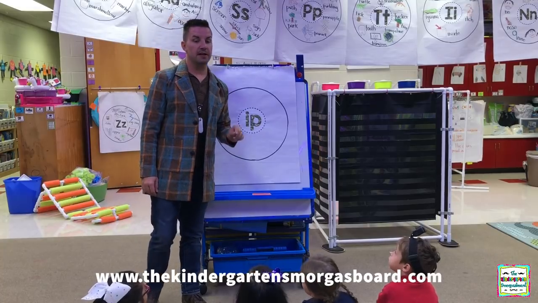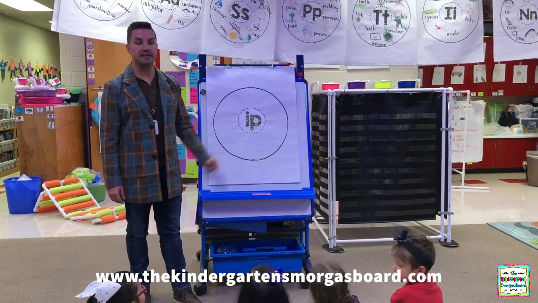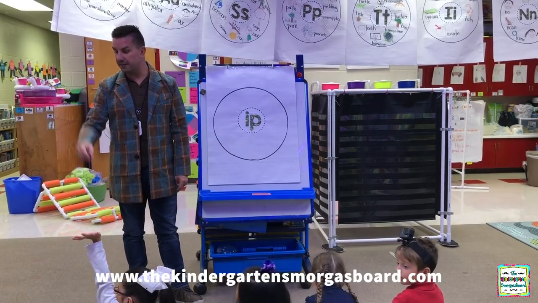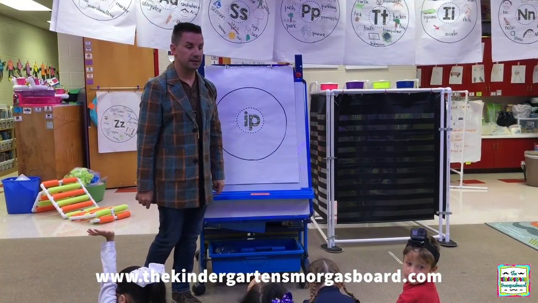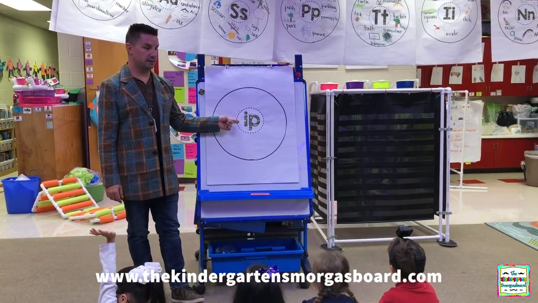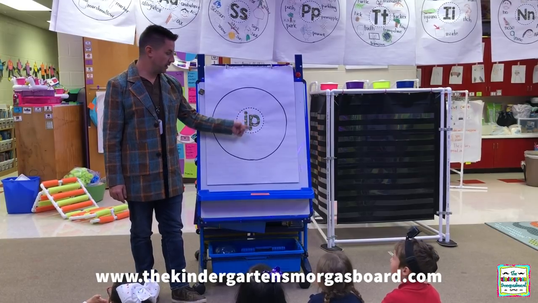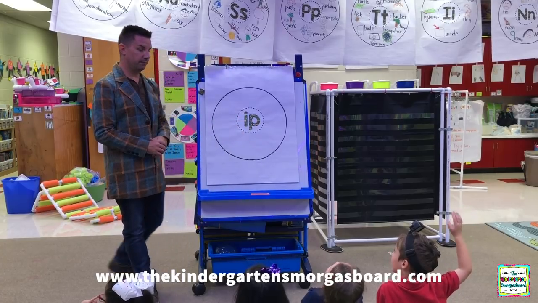Put your bubbles in. Alexis, what's our word family? Ip. Tucker? Ip. Jasmine? Damien? Ip. Jocelyn? Ip. Everybody, what's our word family? Ip. And how do we spell ip? I-P. And we know that it says? Ip. All right, Will. Hip.